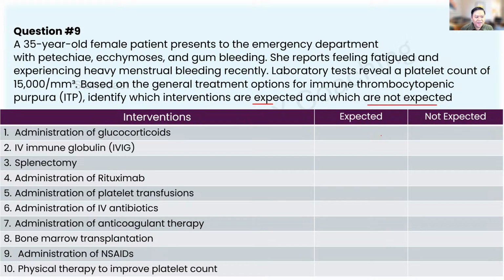A 35-year-old female patient presents to the ED with petechiae, ecchymosis, gum bleeding, fatigue, heavy menstrual bleeding. Lab tests reveal a platelet count of 15,000 per cubic millimeter. Which of the following interventions are expected and which are not expected? All right, still waiting for your answers.